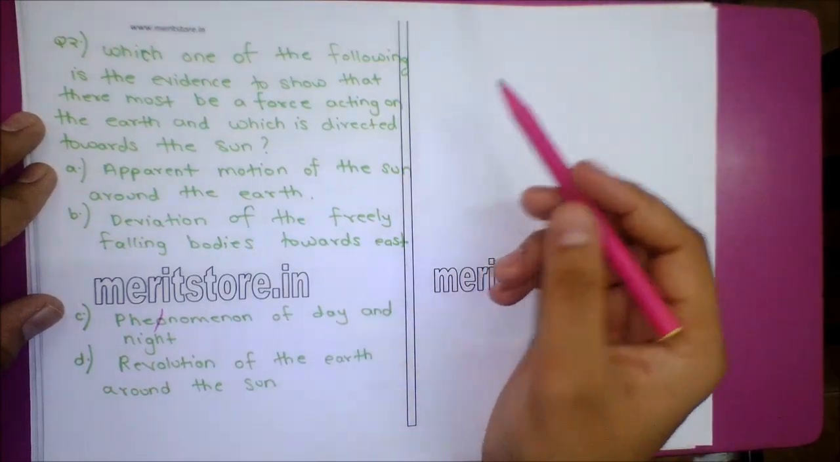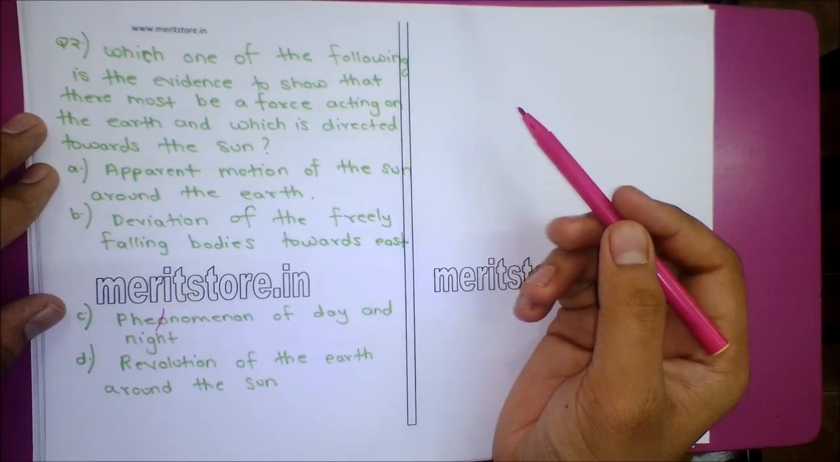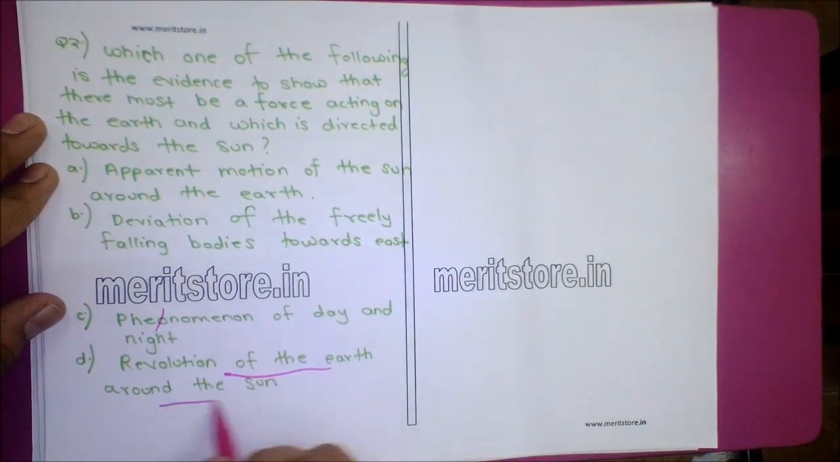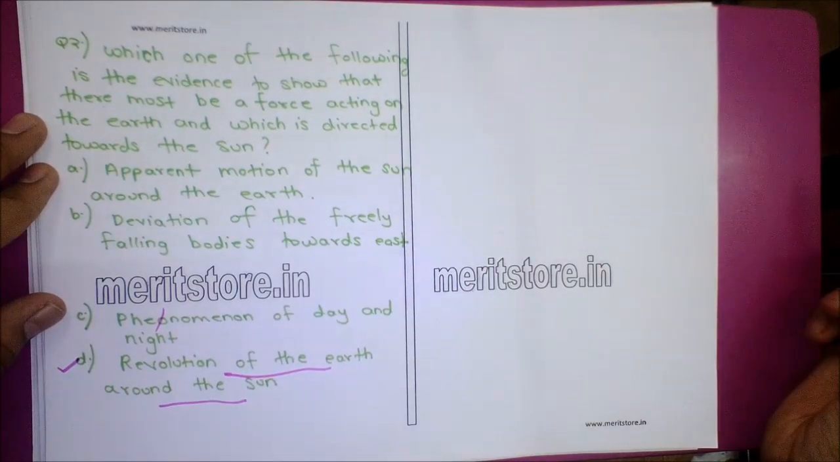So we know the evidence to show that there must be a force acting on the earth and which is directed towards the sun is revolution of the earth around the sun. So option D is the correct answer.